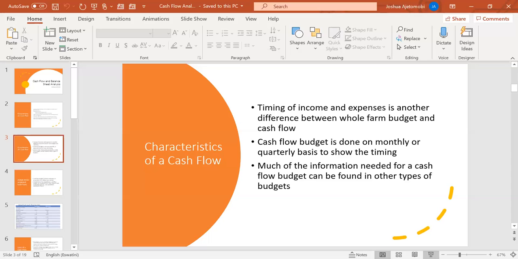So most of the information needed for cash flow budgets can actually be found in other types of budgets. So it is important to prepare all these forms of budgets. For instance, when you prepare your enterprise budget for different enterprises, the information will be useful for the whole farm, that is the entire farm budget. And all the information in your whole farm budget is also essential when you are preparing your cash flow. But the only thing is that you will not include non-cash items.